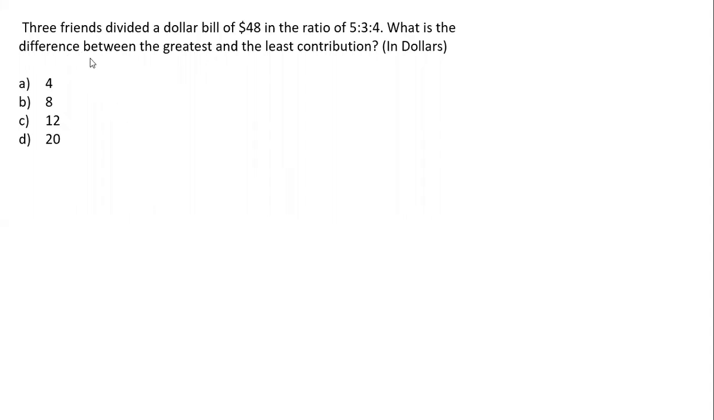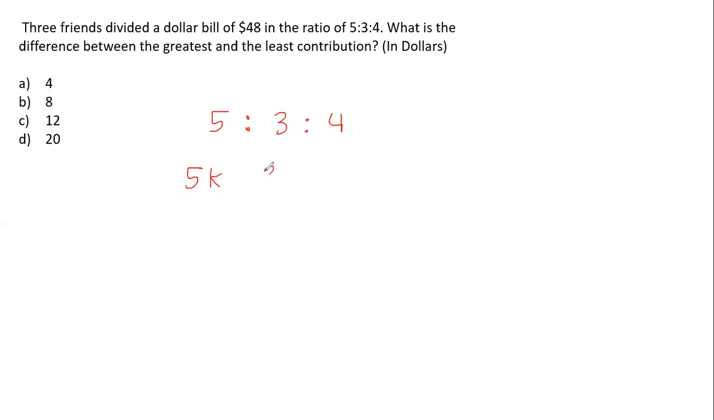In this question, it says 3 friends divide a dollar bill of $48 in a ratio of 5:3:4. So 3 friends divide in a ratio of 5:3:4. But as I know, these are not the original values. So if I want the original money paid by all those 3 friends, I will multiply these ratios with the multiplier. So I'll say the first friend actually invested 5k.